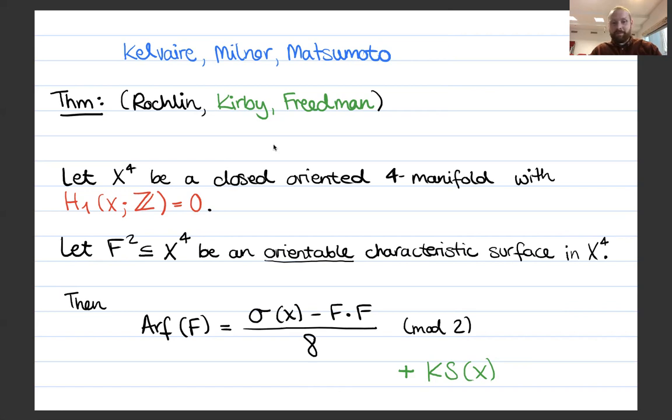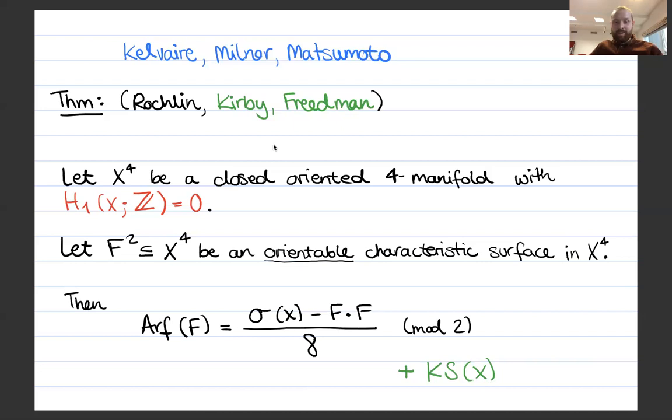And let F be an orientable characteristic surface in X. I'll explain what I mean by characteristic in a little bit. Then we have this formula here. So on the left-hand side, there's what is called the Arf invariant of F. There are going to be a few Arf invariants in this talk, and this will be one of them. And I'll discuss what that actually is in a little bit here.